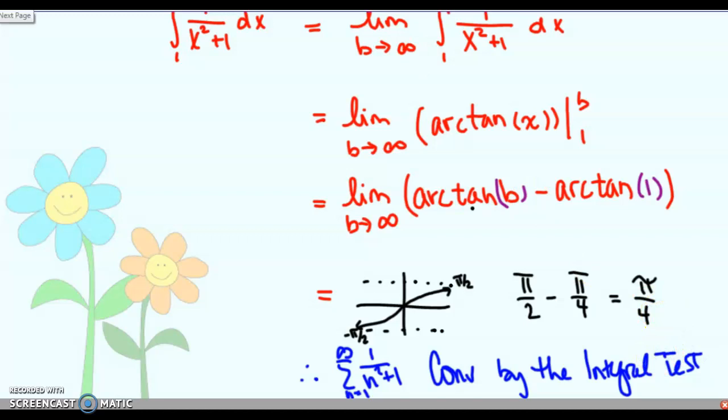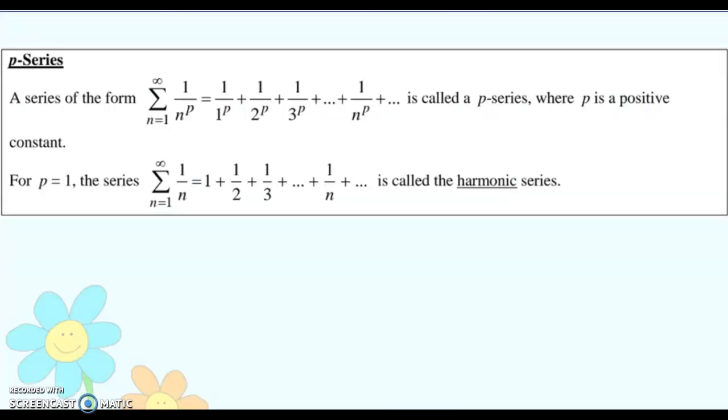The next type of test that we're going to look at is called the p-series. So any series that is in this form, where n is our variable and p is a positive constant, if I can have it in this form, then this is what's called a p-series.